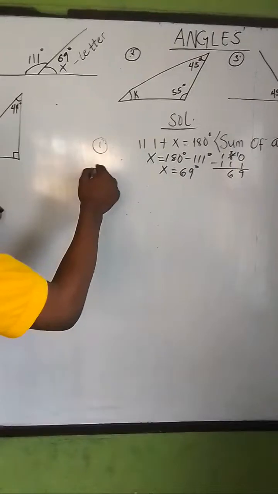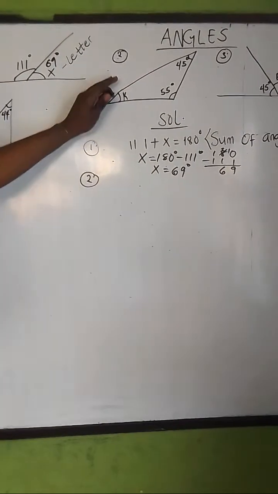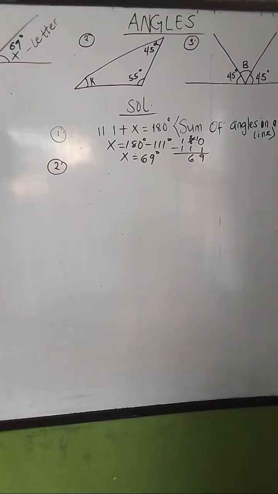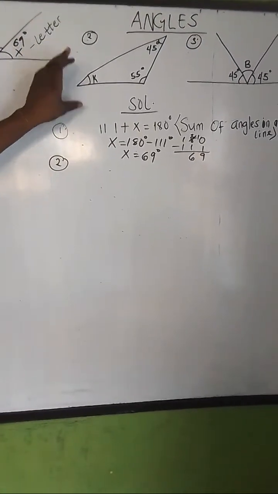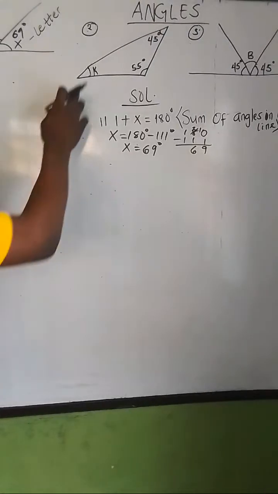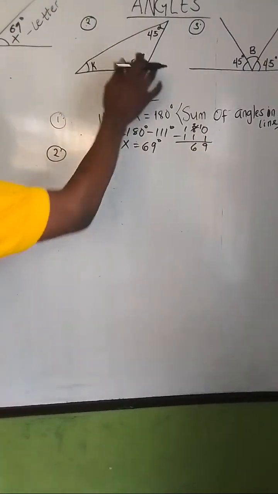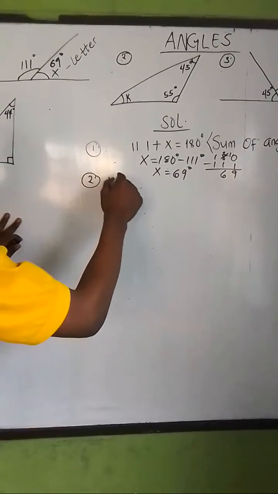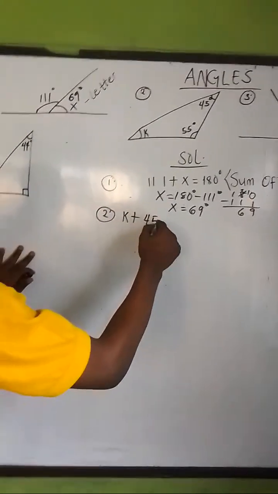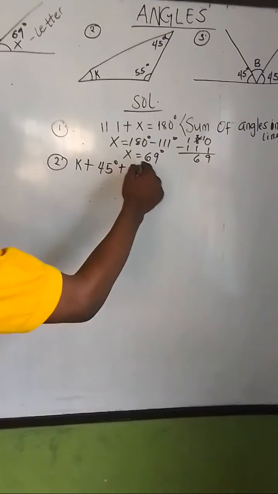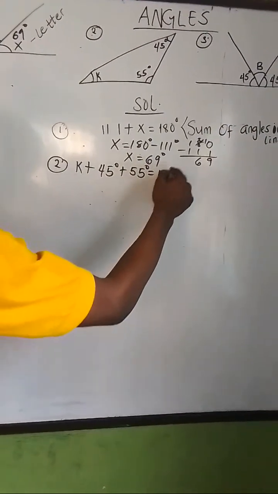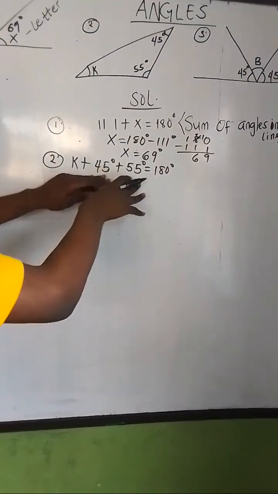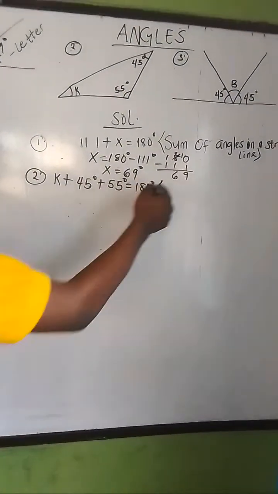So if I were to solve the second one, this is angle in a triangle. We also know that the summation of angles in a triangle equals 180 degrees. So if we add these 3 angles, k, 45, 55, it will give us 180 degrees. So we have k plus 45 degrees plus 55 degrees is equal to 180 degrees, and we must still put our reason. Why is it so?